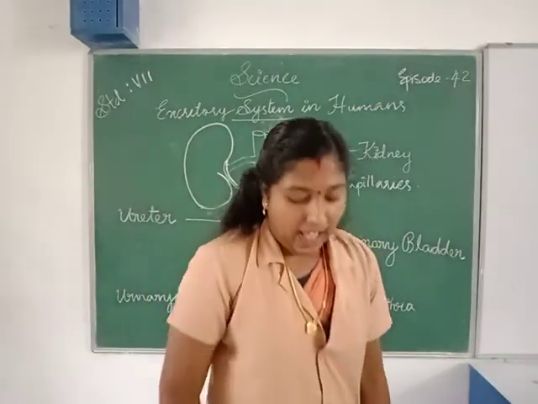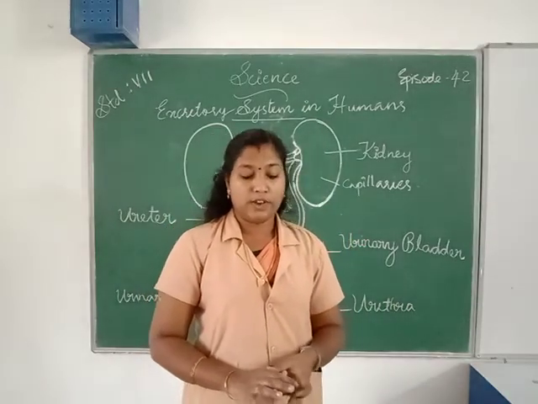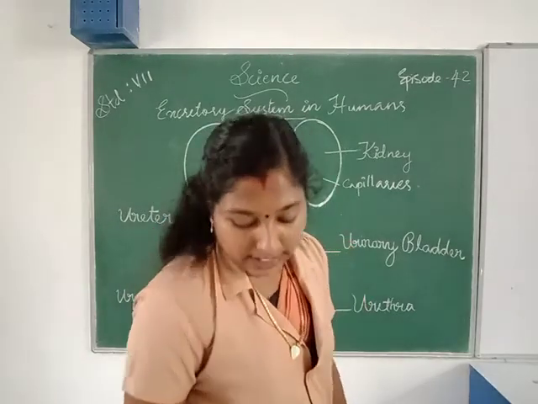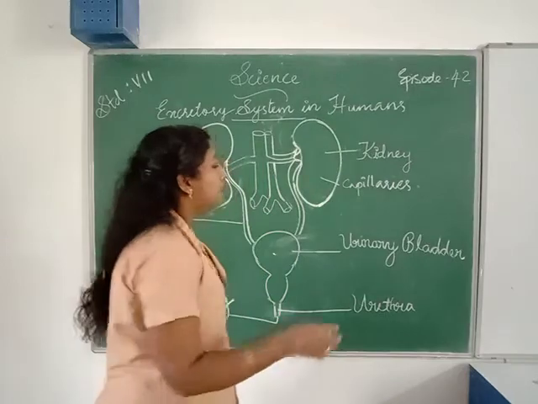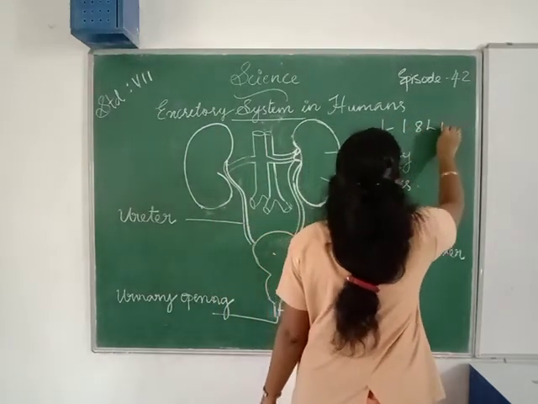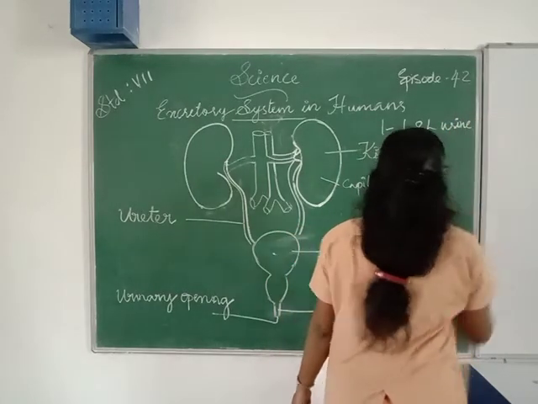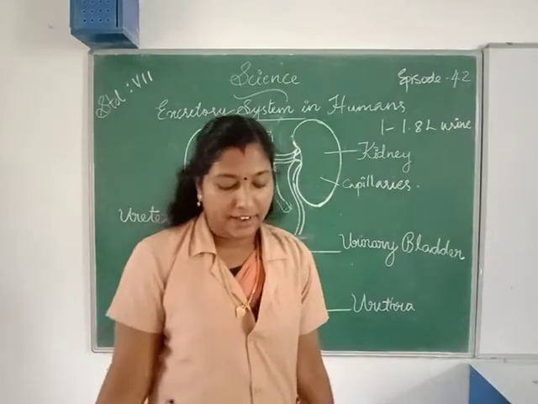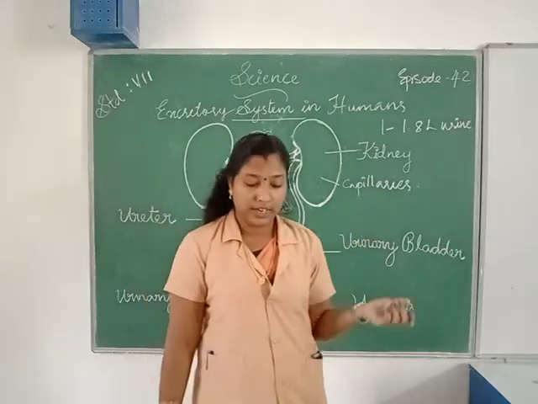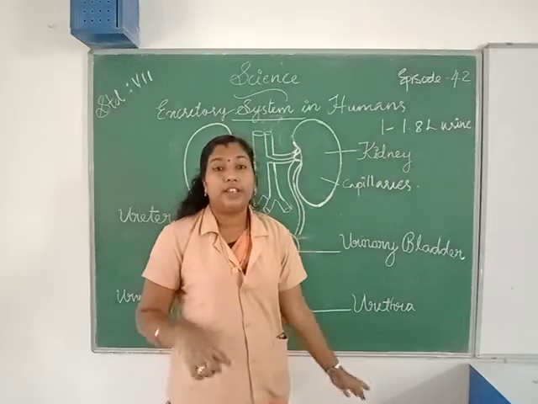Okay, next one. An adult human being normally passes about 1 to 1.8 liters of urine in 24 hours. How many liters of urine? 1 to 1.8 liters of urine passed in 24 hours. Then the urine consists of different substances.